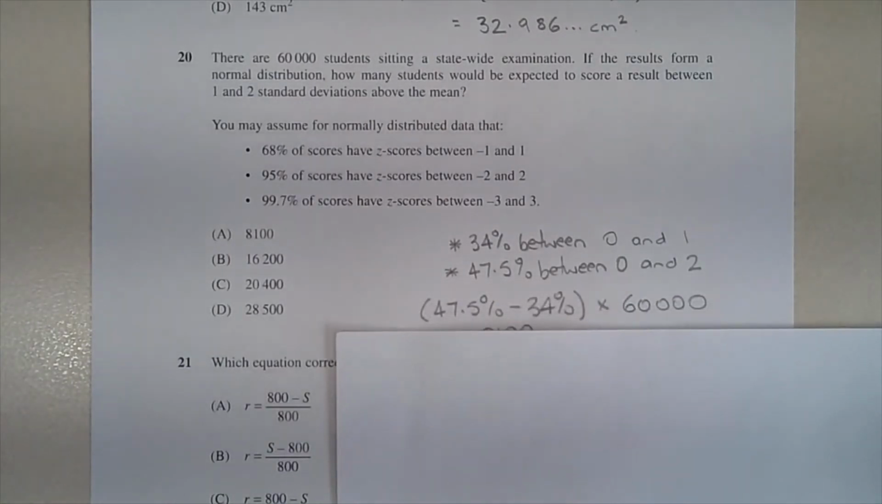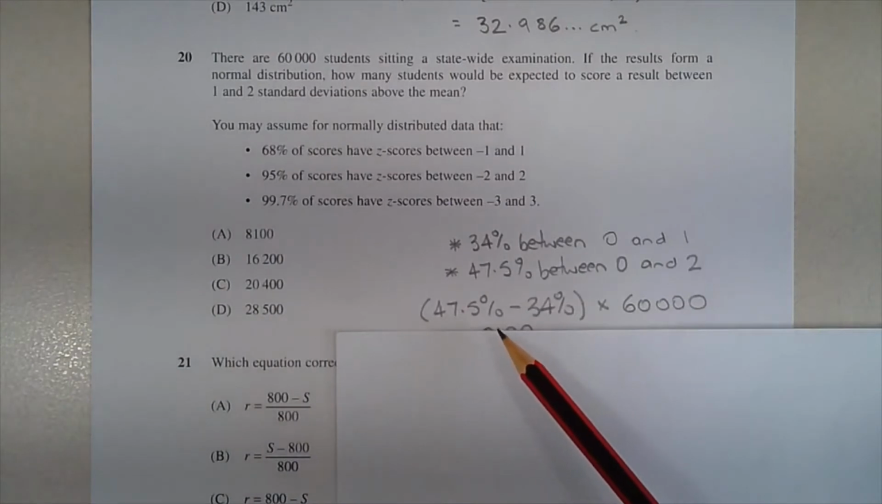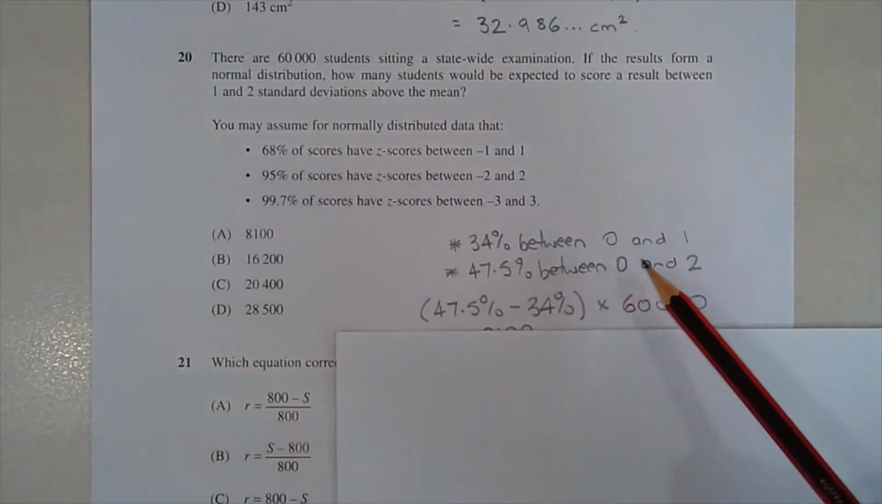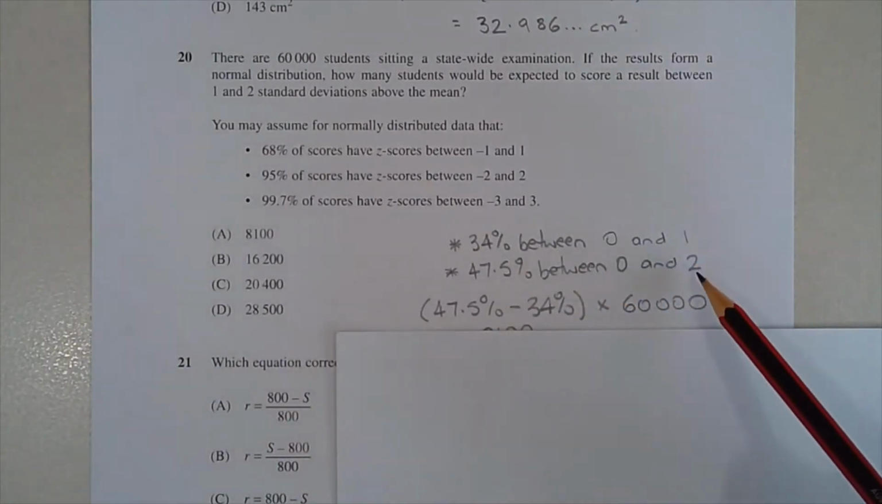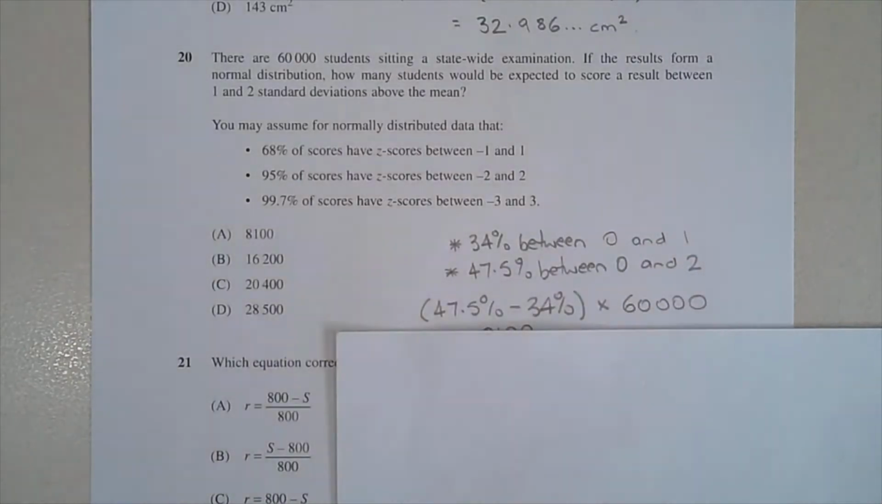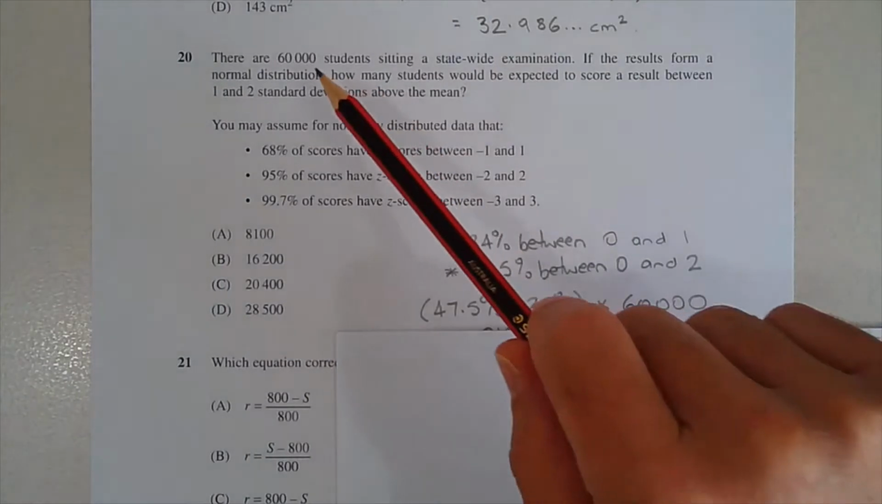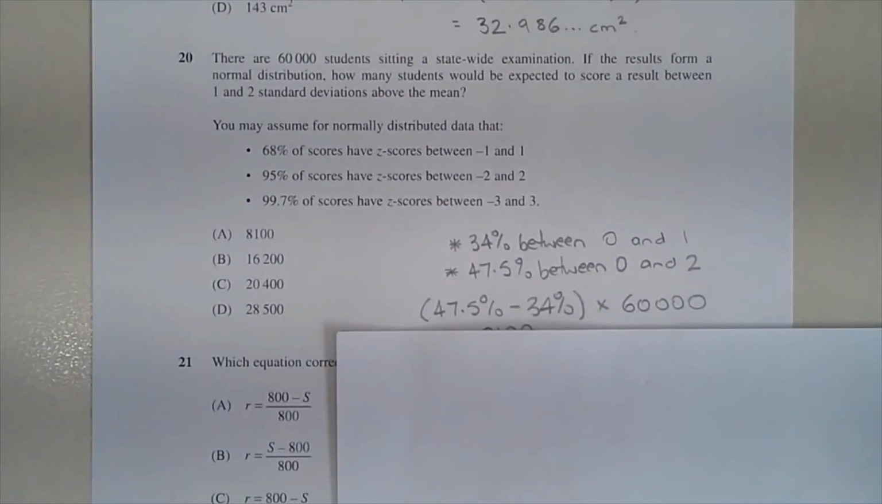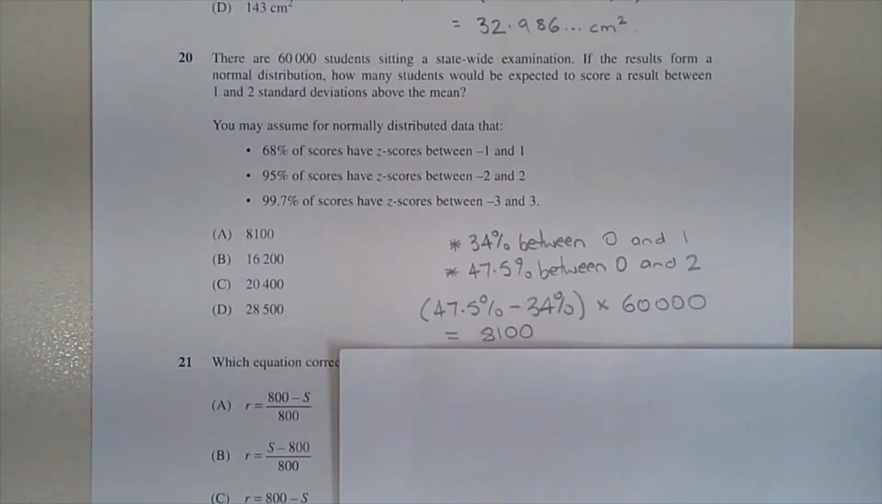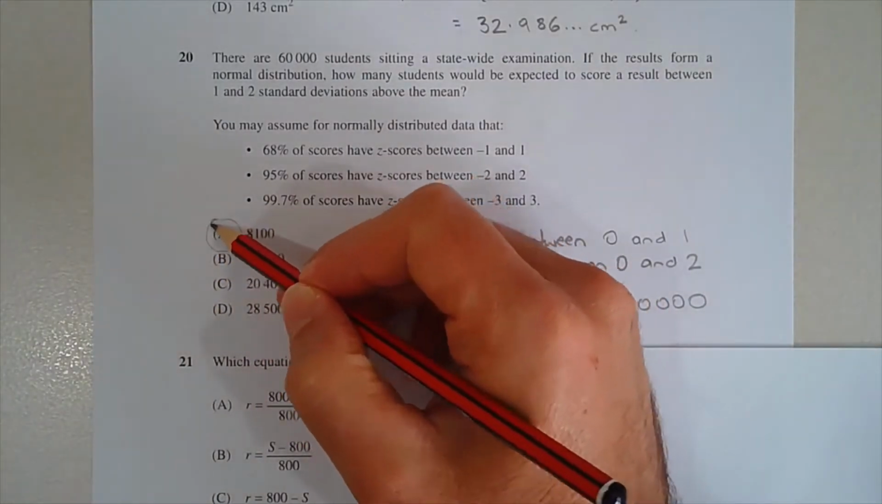To work out the number of scores, it's 47.5%. So that's the number of scores between 0 and 2. We're going to subtract from that the number of scores between 0 and 1, and that's 34%. And we're going to multiply that by 60,000 since there are 60,000 students. And we obtain 8,100. So the answer is option A.